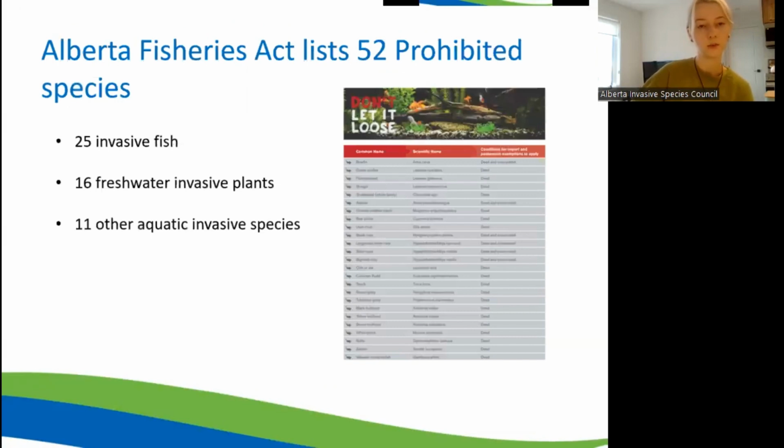The province also created a list of 52 prohibited species, which were listed under the Alberta Fisheries Act. This included 25 invasive fish, 16 freshwater invasive plants, and 11 other aquatic invasive species like diseases and invertebrates. The list was created to stop the importing of known aquatic invasive species that have caused substantial damage to the environment in Alberta and elsewhere. Some species, like goldfish, were not included on this list and can still easily be found in pet stores. However, it is illegal to release aquatic species into Alberta's waterways, no matter what they are.